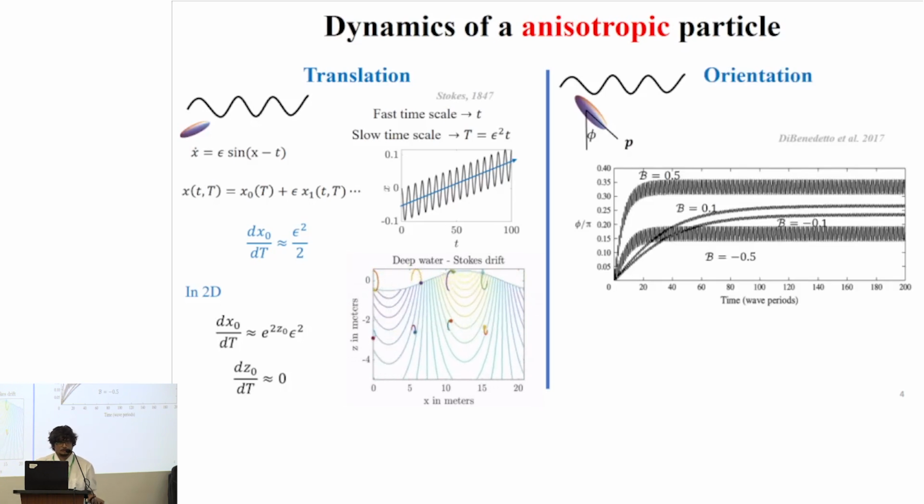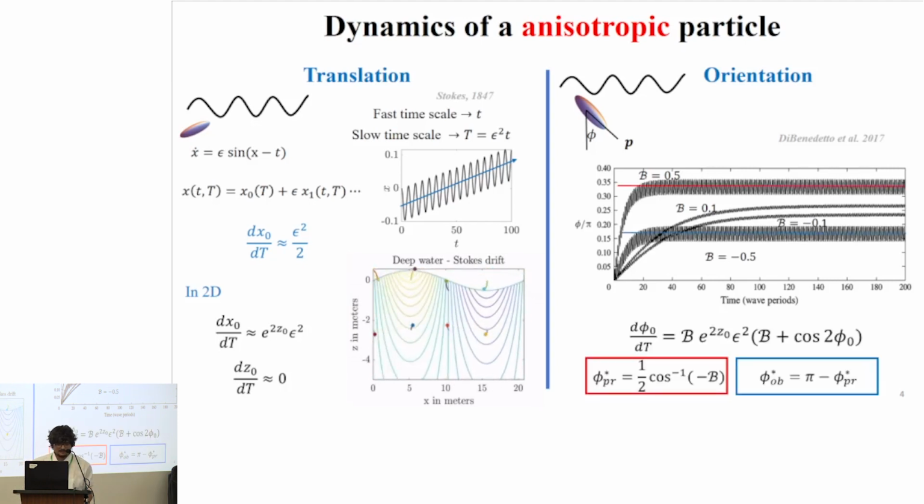Meanwhile, DiBenedetto et al. studied the orientation dynamics of an anisotropic particle in a similar flow field, and they calculated the orientation of the particle. They found that the orientation increases with time in an oscillatory manner, and after some time it attains a steady angle, which they called the preferential alignment. And they found the preferential alignment for different shapes of the particle here.